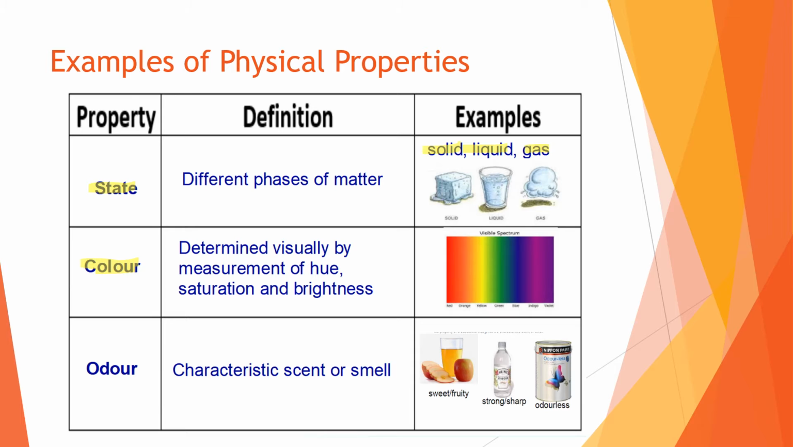Next is odor. So this is characteristic scent or smell. Okay. So you'll see in the examples here, you could have something that smells fruity or sweet. So say something like orange juice or fruit juice. You can have something that smells sharp or strong. An example of that would be vinegar. And then you could have something that is odorless. So say something like water. A lot of the time, unless it's dirty water, water that comes out of your tap is for the most part odorless.